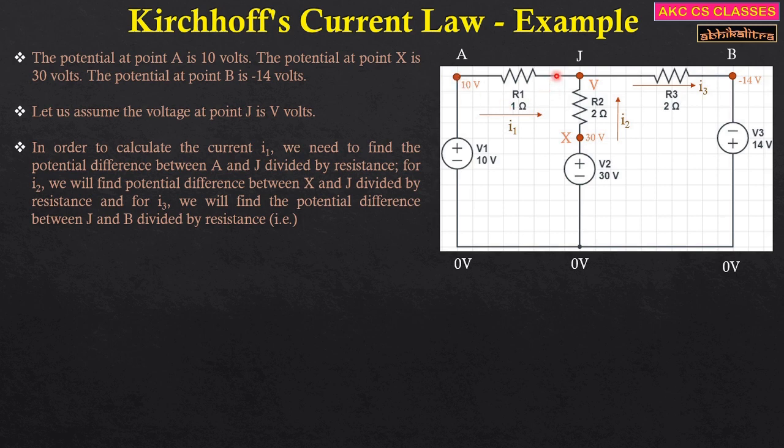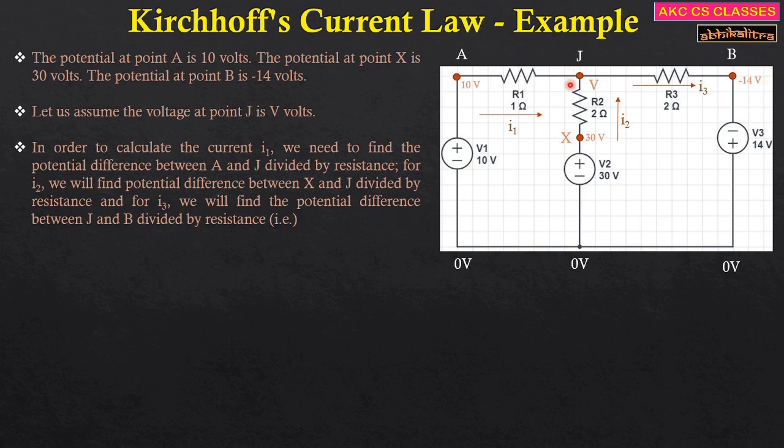Similarly, if I need to find out the current between X and J, I need to find the potential drop between X and J divided by this particular resistance, which is R2. And if I need to find the current between J and B, then I need to find the potential drop between these two points, J and B, divided by the resistance R3. So what will be the potential drop in this particular wire between A and J?